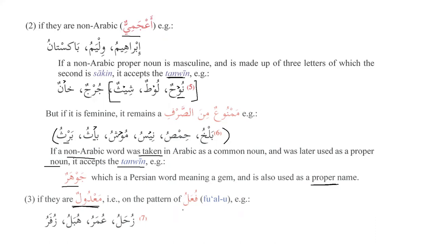If they are ma'dulun, for example, they are on the pattern of fu'alu. For example, fu'alu, we can see zuhalu, umaru, hubalu, and zufaru. So umaru and zufaru are the names of persons. Zuhalu is the planet, Saturn, and hubalu is the name of the pre-Islamic idol. So these are on the pattern of fu'alu. So we can add one more pattern, that a noun that comes on the pattern of fu'alu is also mamnu min as-sarf. And in category, it has been given the name ma'dul, that means justified.